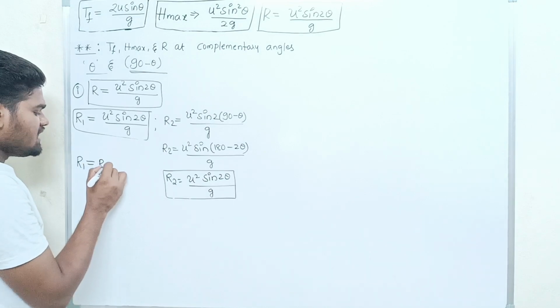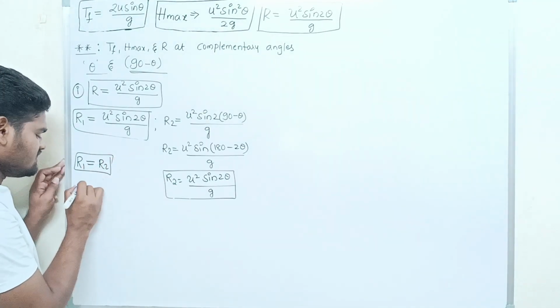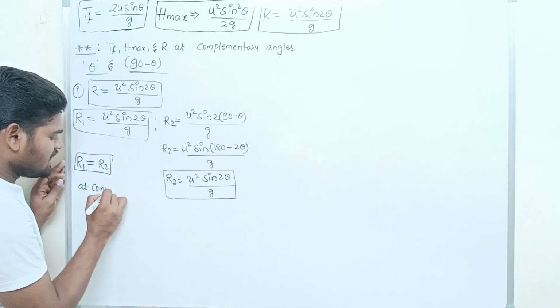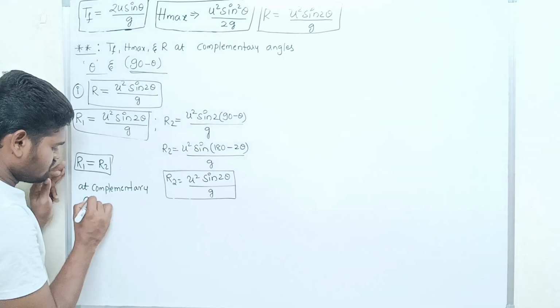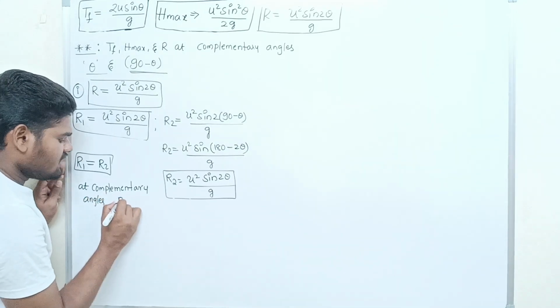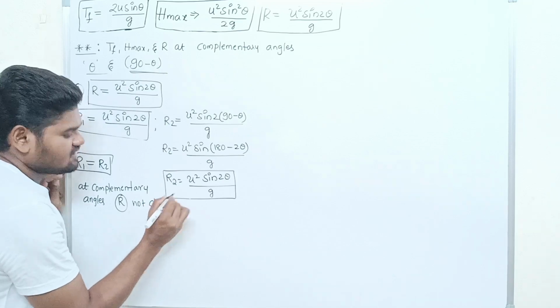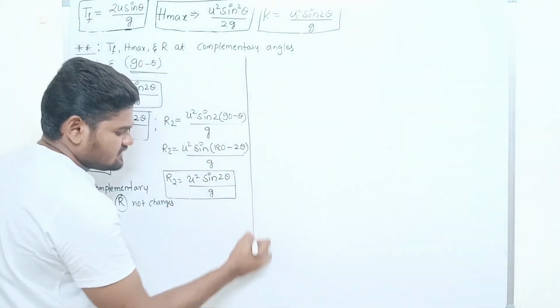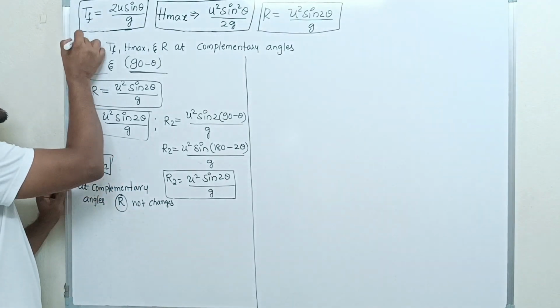That means at complementary angles, the range does not change. Are you getting it? Any problem? No difficulty, right? Simple applications. So this is the first one.